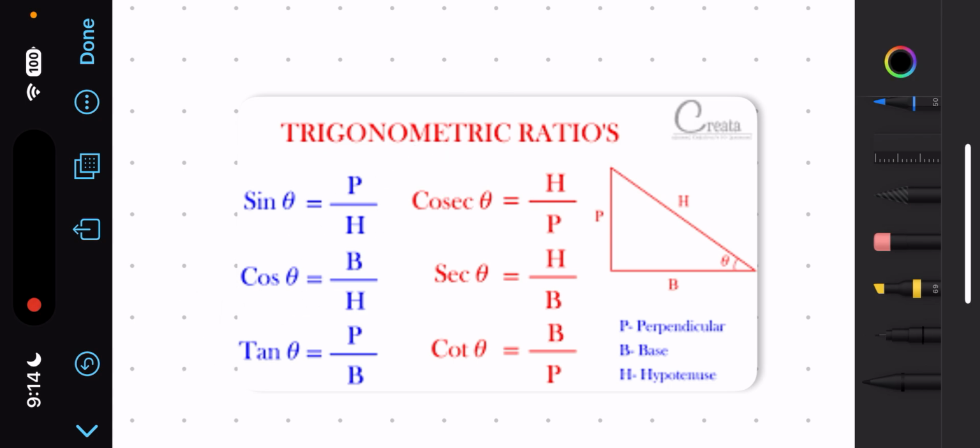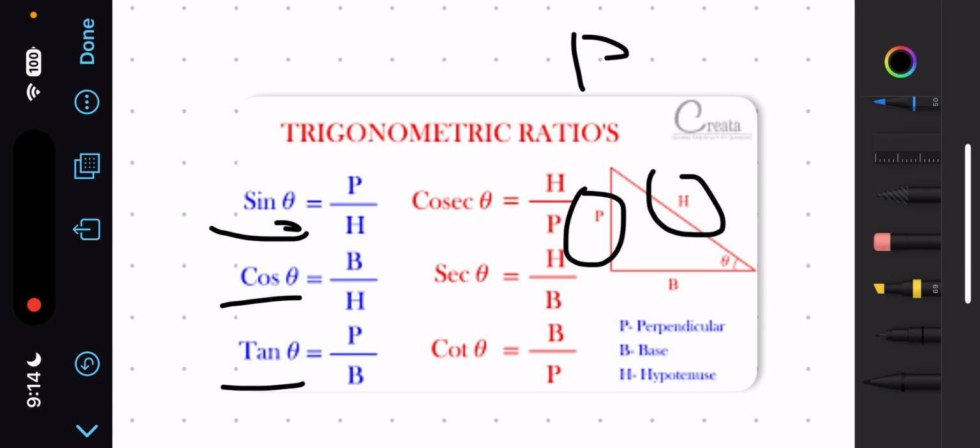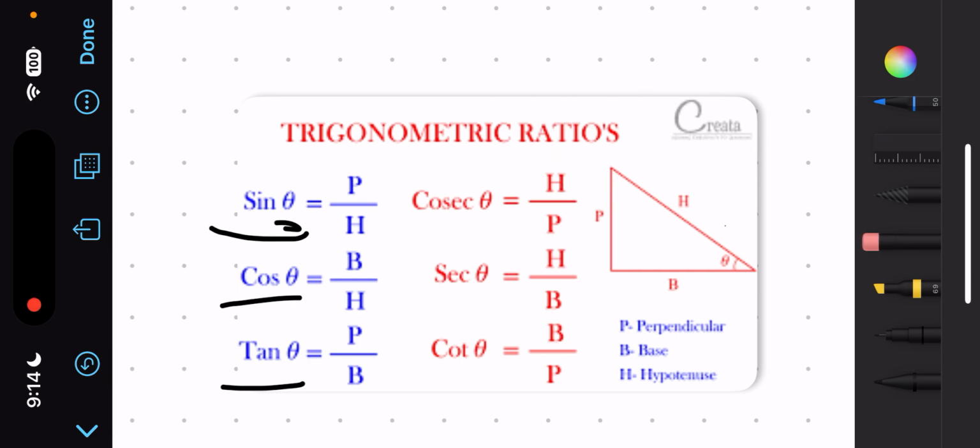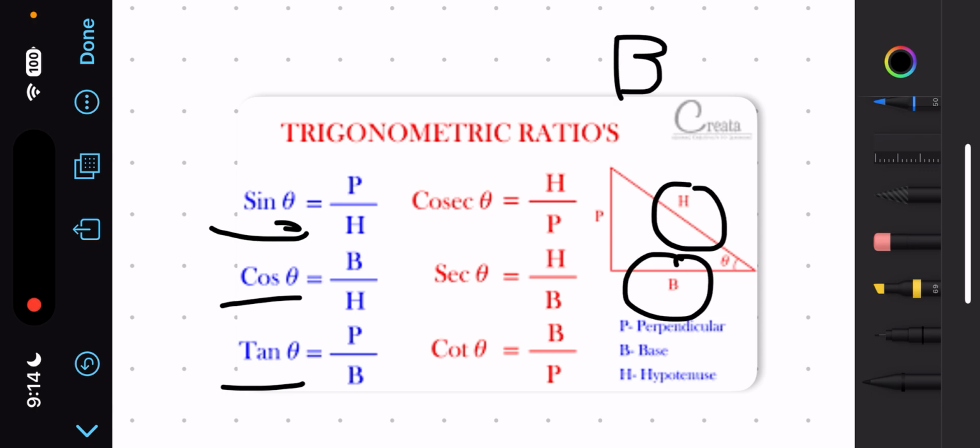Now we will come towards sin, cos, tan. Sin of an angle equals perpendicular upon hypotenuse, which means perpendicular comes first, then hypotenuse, that is P upon H. Then cos is equal to base upon hypotenuse, base and hypotenuse, that is B upon H.